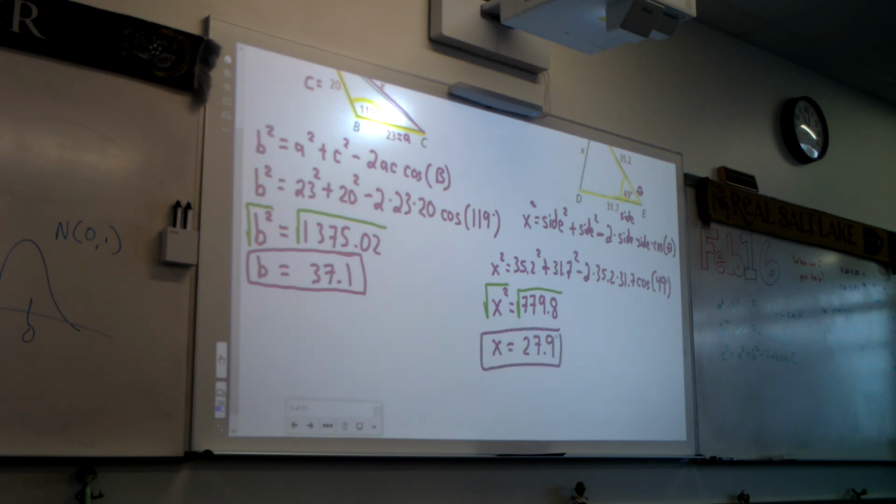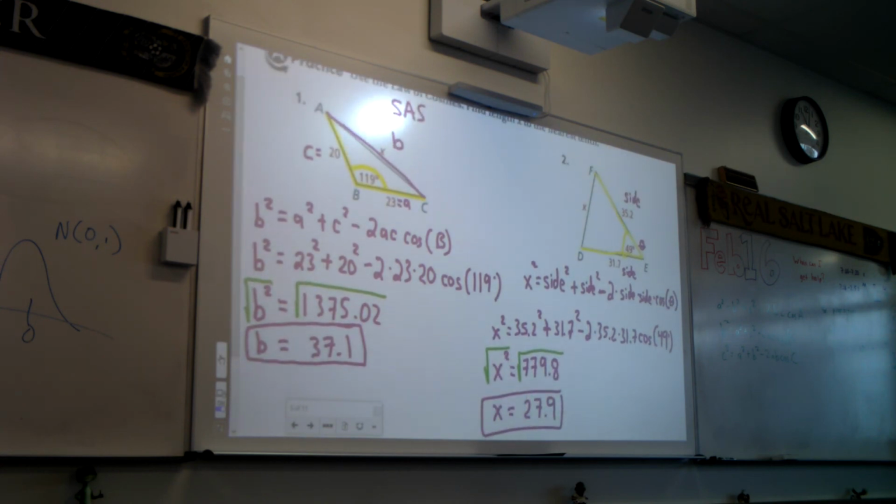Now, just looking at our triangle, does that seem to make sense? If this side is 31.7, that side is 35.2. It looks like this is the smallest angle, so that would give us a smaller side. Does 27.9 seem to make sense there? Yes. We're not going to get out a ruler and measure anything, but we're just getting an idea. Okay, now that is how you're going to do the first 4 problems on your assignment.